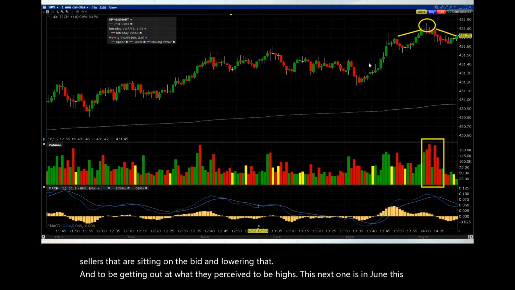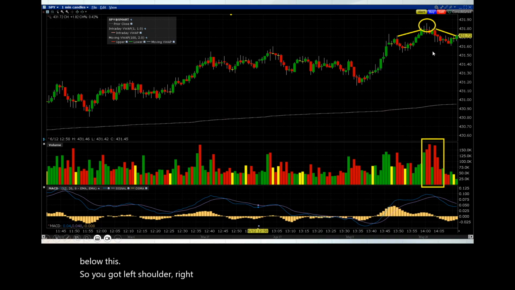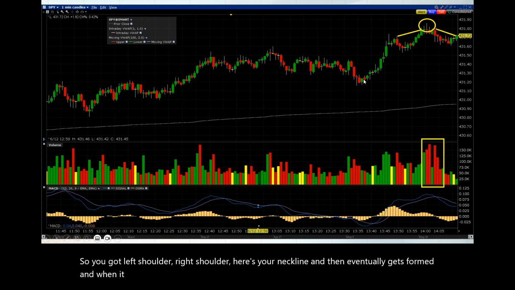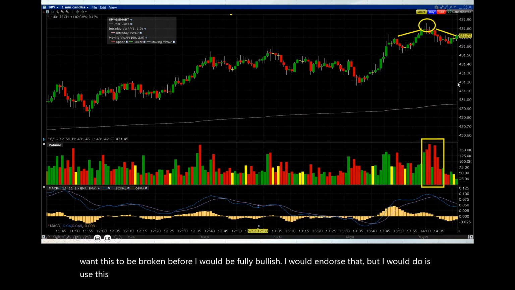This next one is in June. This was June 12th. And if you go to June 12th to the 13th, you'll see that this one here broke down below this. So you've got left shoulder, right shoulder. Here's your neckline that eventually gets formed. And when it breaks down, then it retraces this whole move. Some people would say, really, I want this to be broken before I would be fully bullish. I would endorse that. What I would do is use this neckline break down to here to trim, anticipating a bounce back up, if nothing else.